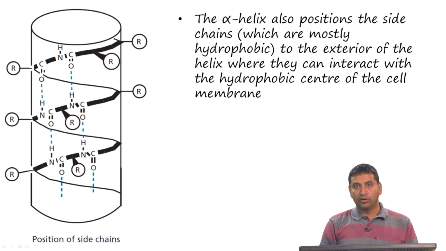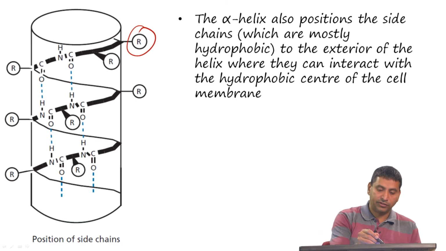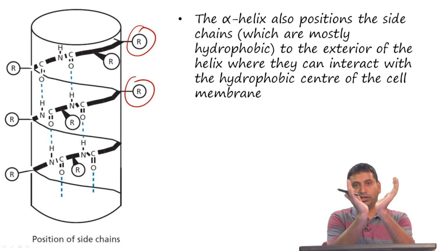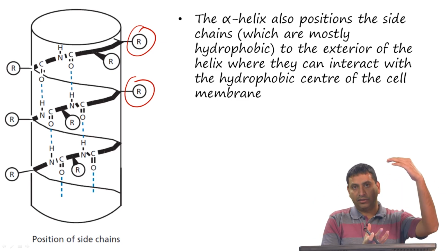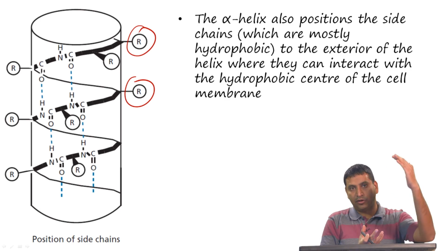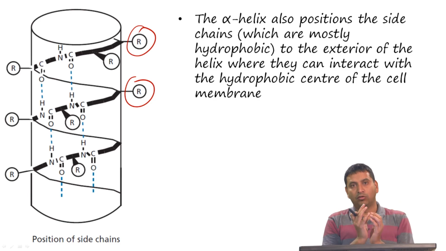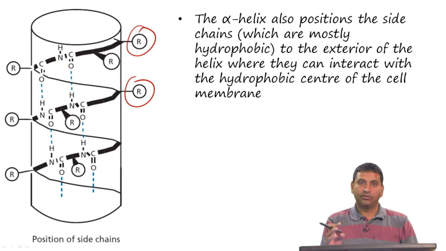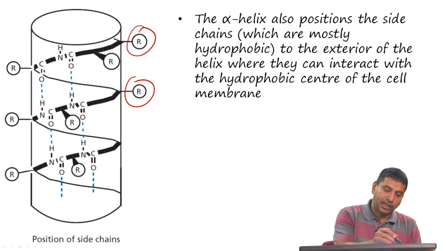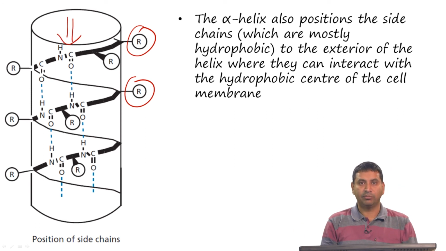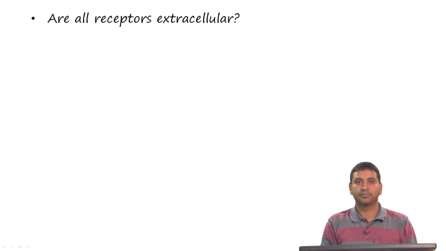But the interesting thing about the alpha helix is that the side chains, which are represented by R, are actually on the outside. If the side chains are positioned outside and the hydrogen bonding regions are on the inside, then the side chains, which can be hydrophobic in nature, can actually interact with the cell membrane. This is why we have alpha helices in the transmembrane region, because they have a hydrophilic interior and a hydrophobic exterior, which can bind to the transmembrane region.